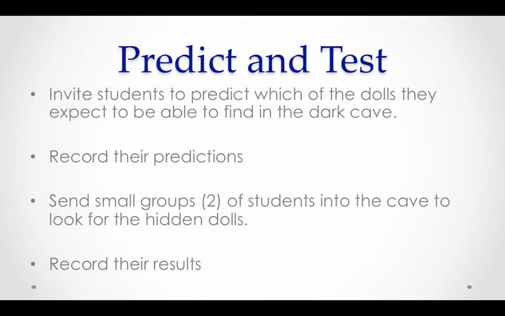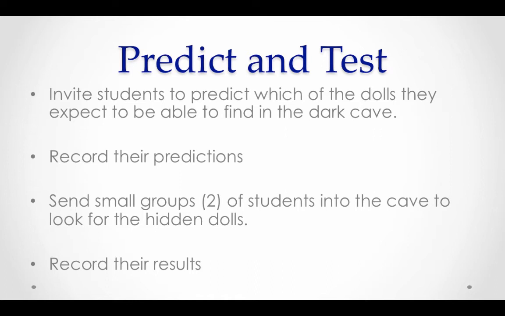A lot of students believe that they're going to be able to find the white doll, and even more will say that they can see or find the foil doll. Lots of them will tell you they won't be able to find the black doll. And that shows you that they've got a little bit of an intuitive sense about the relative brightness of things, the ways that light reflects off of things. But at this point, we just want to get them to predict what they think is going to happen.